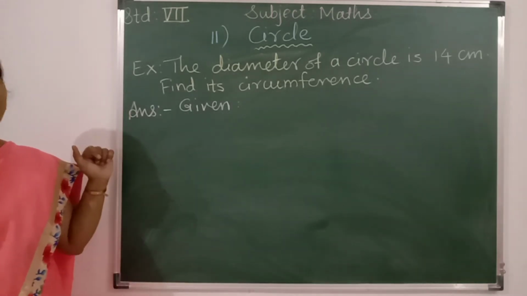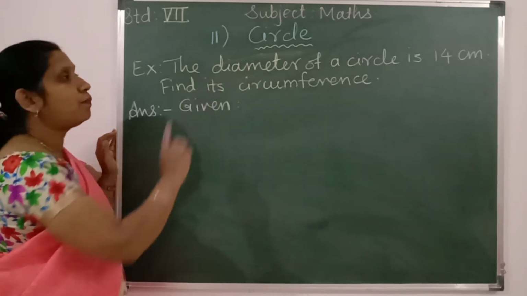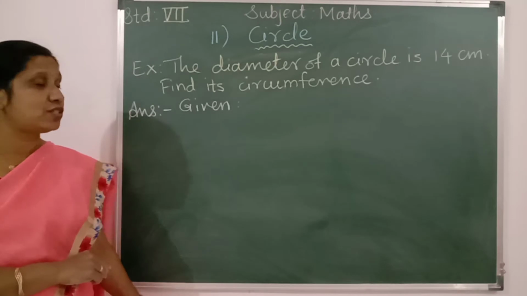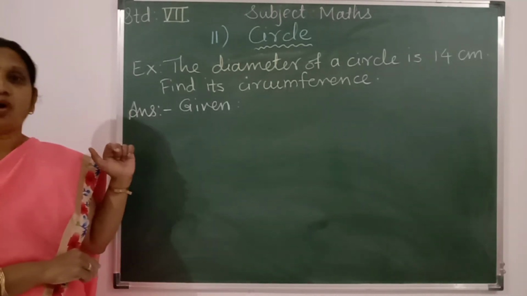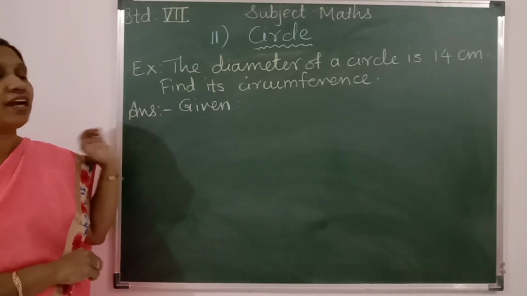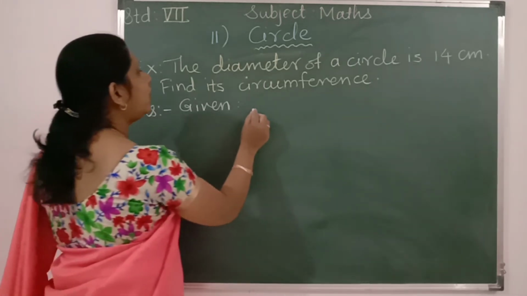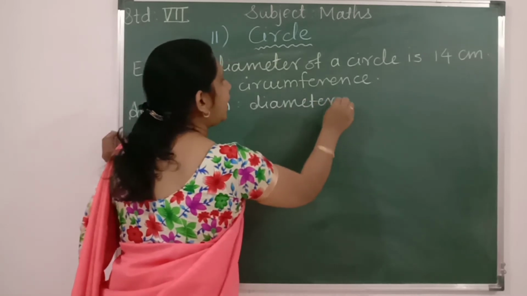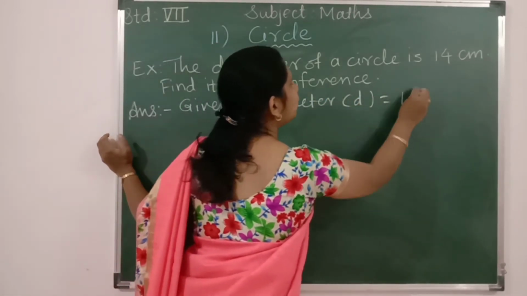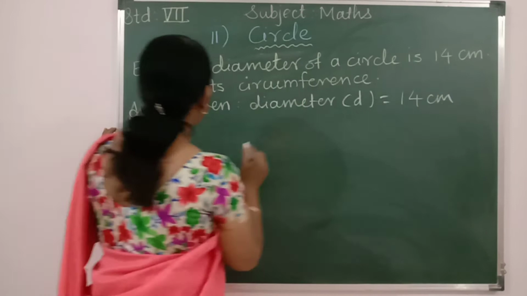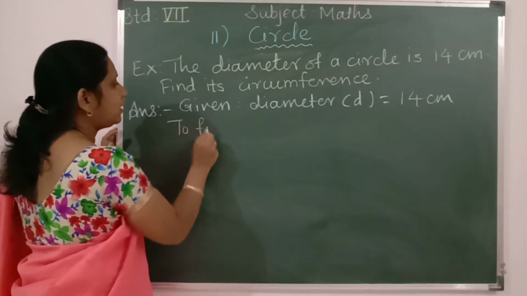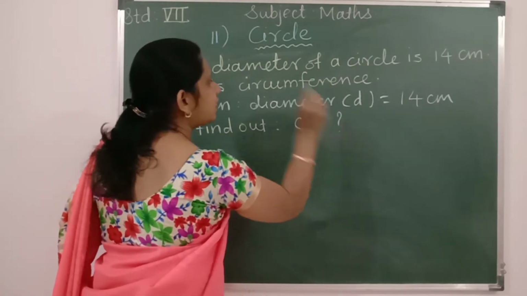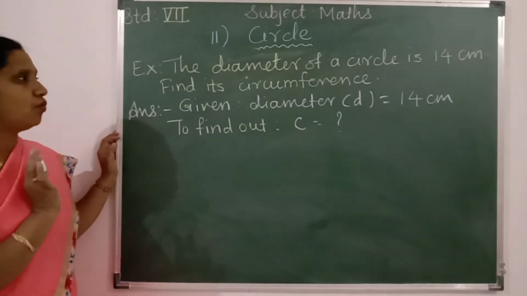Let us have a look at the question. The diameter of a circle is 14 centimeter. Find its circumference. So, whenever we have to solve such a word problem, first of all write down the given thing. What is given? Diameter of a circle. Diameter D is equal to 14 centimeter. What is to find out? That also let us write, to find out. C, that is circumference. C is equal to what?